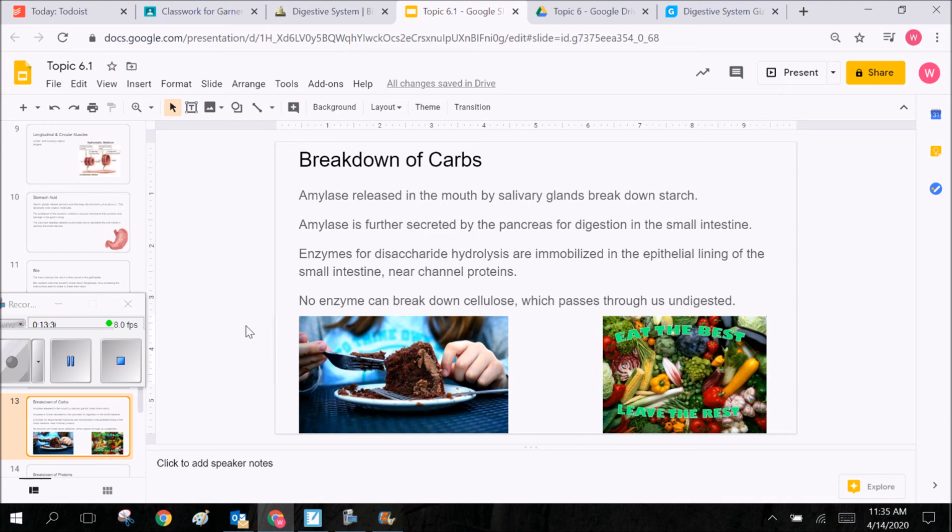It's going to be near channel proteins so that the results, those monomers that are produced by that split, can be moved immediately where they need to go. No enzyme can break down cellulose in the human body. It's going to pass through as undigested, which is why people often say to eat your fiber. What you're really saying is to eat a lot of cellulose, because cellulose is going to help to firm up all that material that's going to be exiting you soon, if you get my drift.